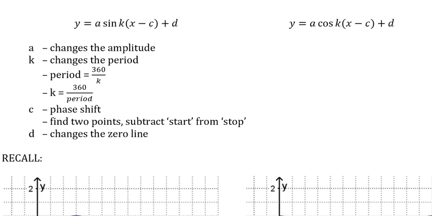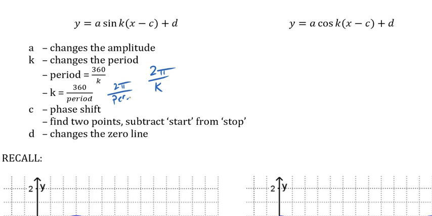So the period is equal to 360 or 2 pi, I'm going to add that in, over K. Or if I rearrange that, K is equal to 360 or 2 pi over the period. So if I know K, I can find the period. If I know the period, I can find K.